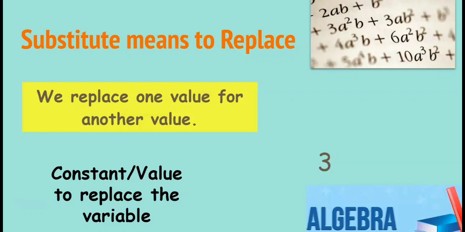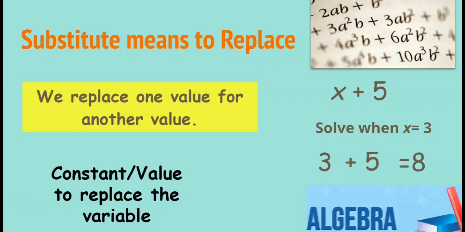If we start with the expression 2x plus 5, we want to solve when x is equal to 3. So we're going to substitute 3, or use 3 to replace x, in the initial expression. So we will end up with 3 plus 5. Now we can solve. 3 plus 5 will give us 8.